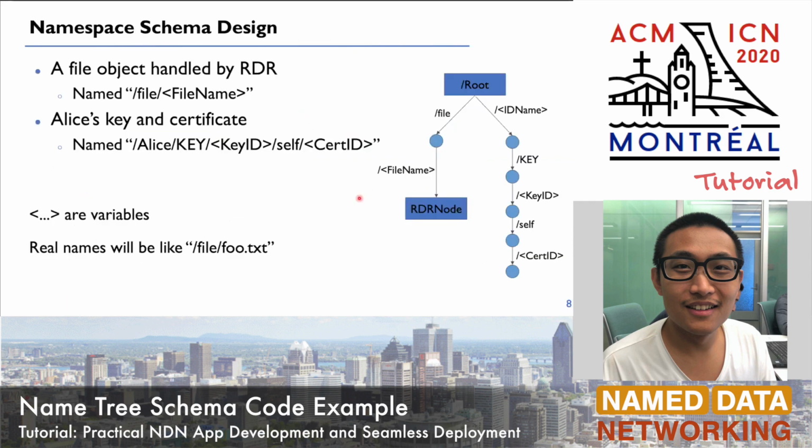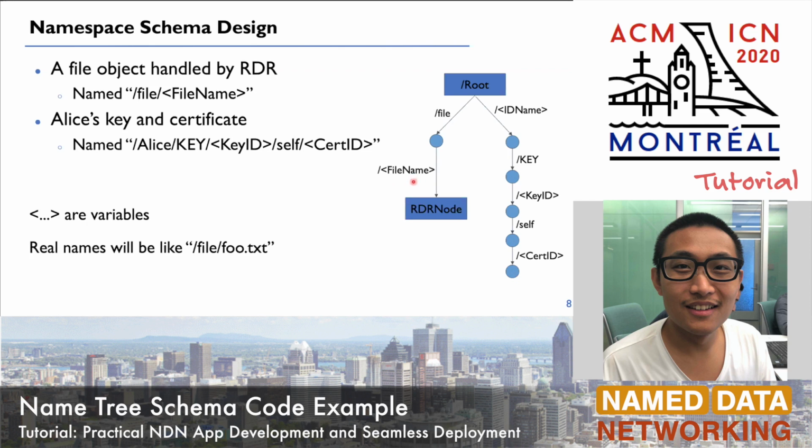So what about the namespace? In this specific application, we have only two objects. The first is the file that is going to be shared. We just name it /file/<file name>. Here, whatever is in the brackets is a pattern variable, which means that it matches exactly one name component, but we don't know what name component it is at design time. At runtime, the user will provide a real file name, like foo.txt.